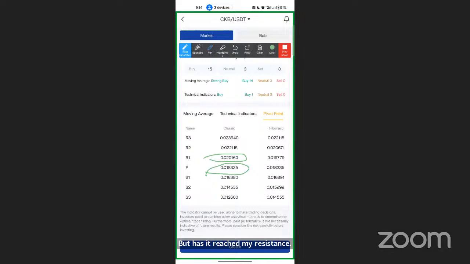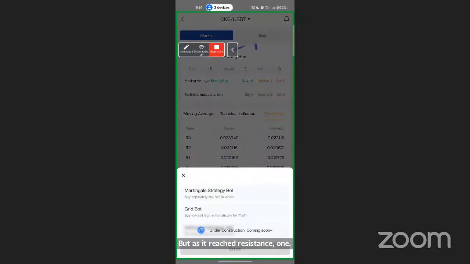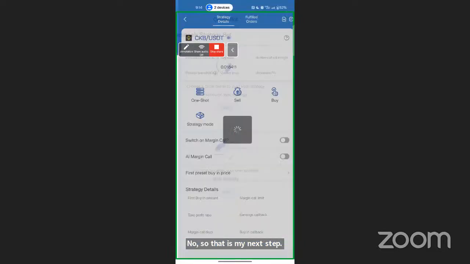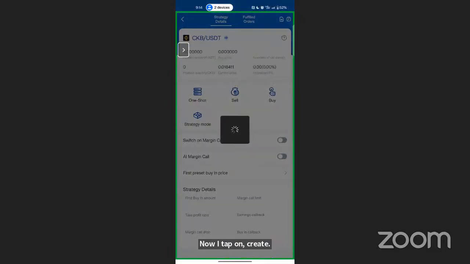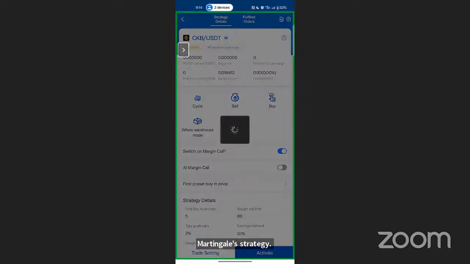Has it reached my resistance one? Some answers in the chat. It is now above my pivot point, but has it reached resistance one? No. So that is my next take profit. Now I tap on create, Martingale strategy bot, create. I now have my next target.